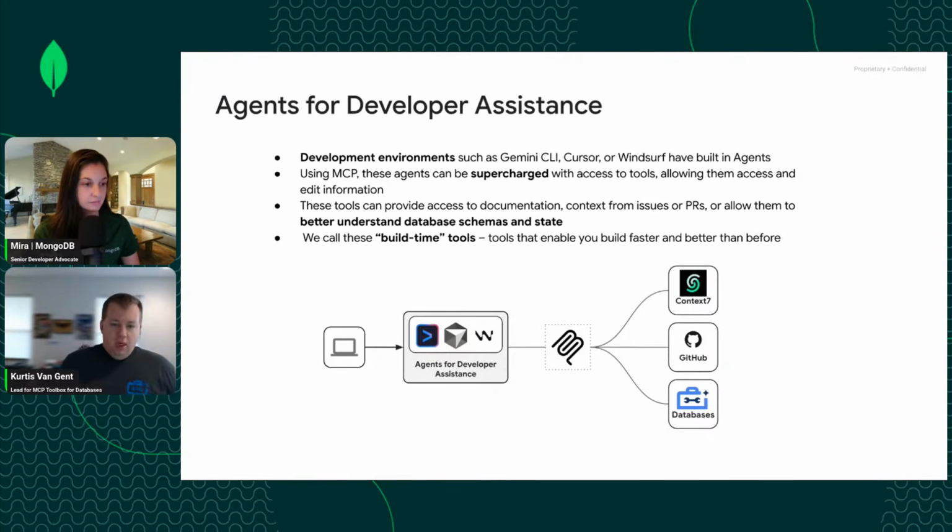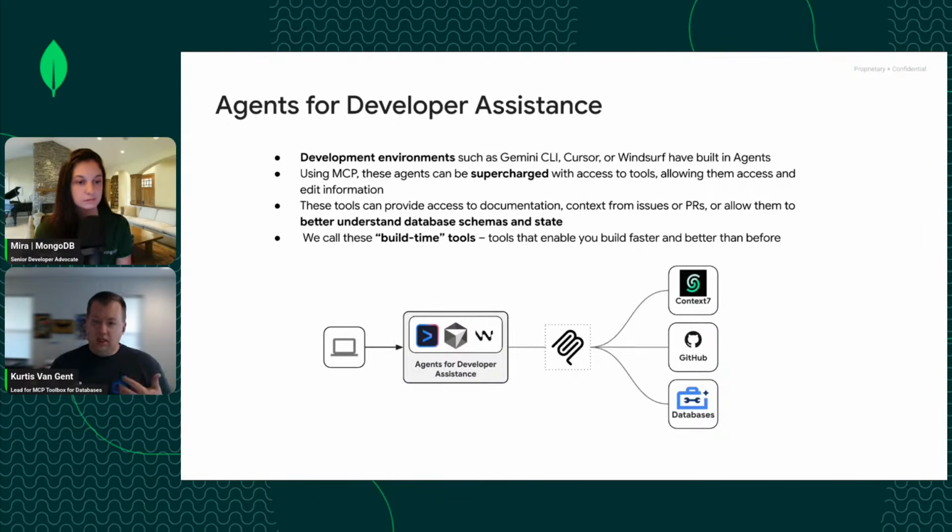There's two main use cases that we're seeing today. You see agents for developer assistance. This is by far the most popular today, which is you have development environments, things like Gemini CLI, Cursor, Windsurf. All of these have built-in agents that help you develop and author your code more quickly. With MCP, these agents get supercharged.